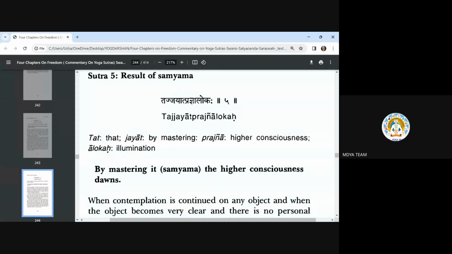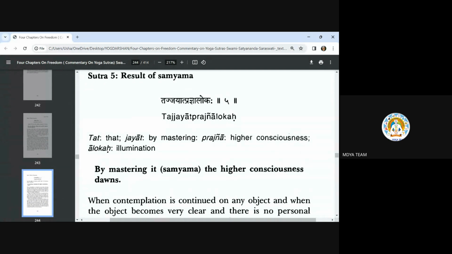Tat jayat prajna alokaha. So, tajjayat means mastery over the previous thing. What was that? We were discussing sanyama. Mastery over sanyama. What does it give? It gives the prajna. Prajna is the intuitive wisdom or the inner illumination that the person gets upon mastery of sanyama. Alokaha is the light that the person would get upon receiving mastery on sanyama.